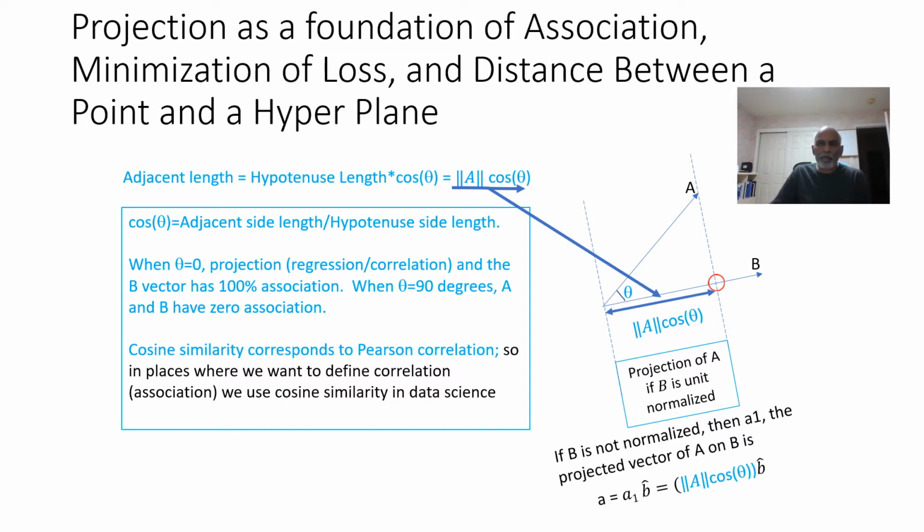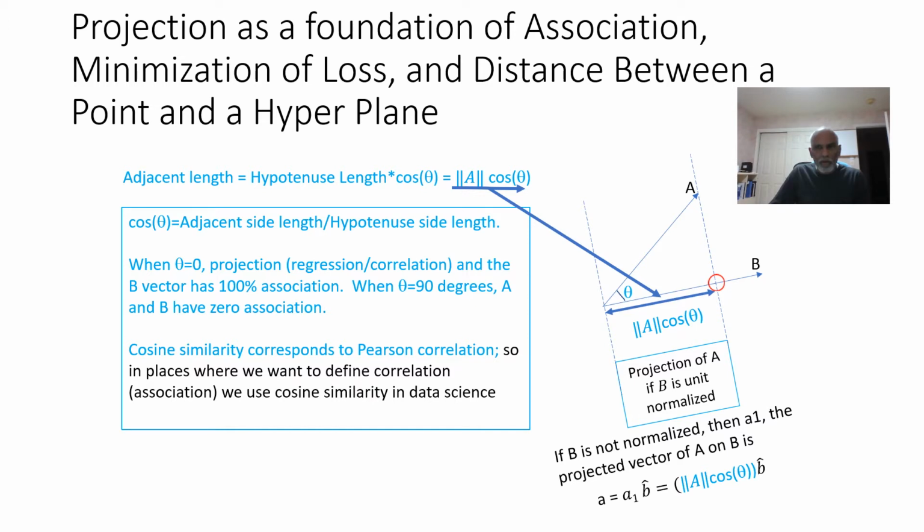If B is normalized, that is, B is unit normalized, that means the vector up to this is 1 unit. So if that is the case, the projection of A onto B has this length, and has the same direction as B. But if B is not normalized, then this vector is a scalar times the B vector. So that is the same as the norm of A times cosine theta times the normalized B vector.